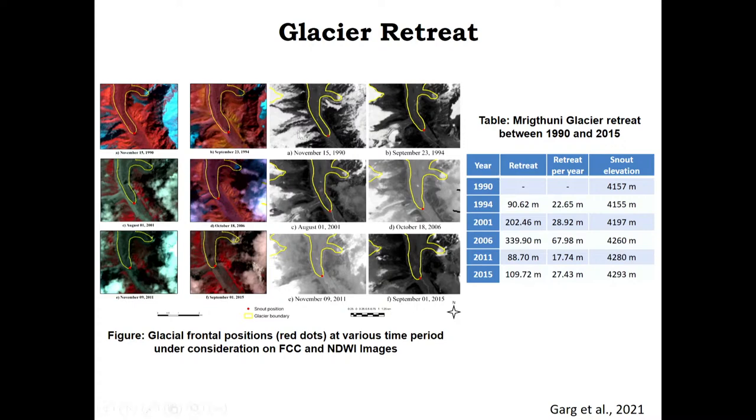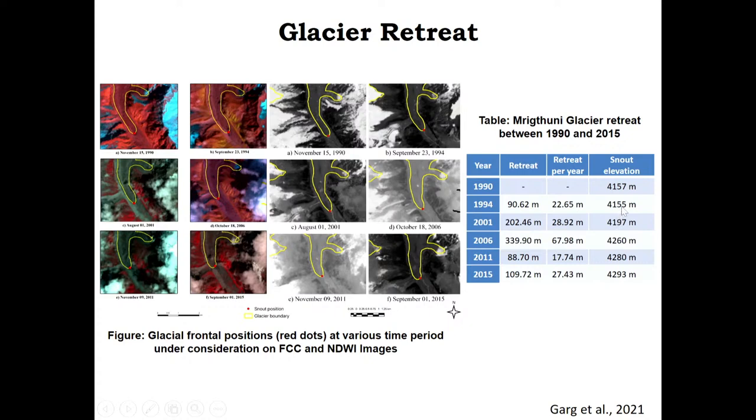In each year we have identified, this is the false color composite. We have identified the frontal position of the glacier, and you can see that these are the NDWI images, where we can see from where the river is starting. So that snout we have identified, and we have identified how much the glacier has retreated with time. You can see here that the glacier is retreating by around 27.43 meters per year in 2015.